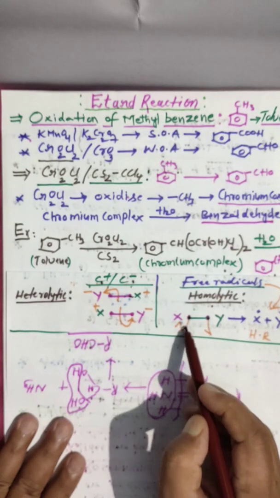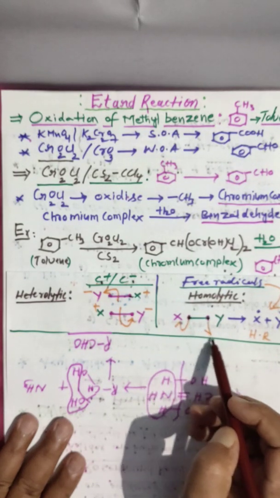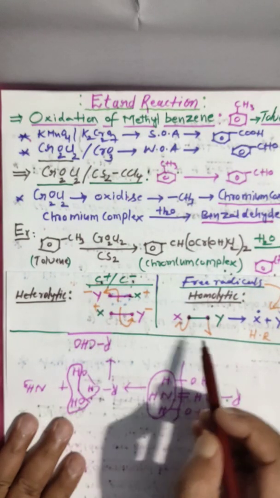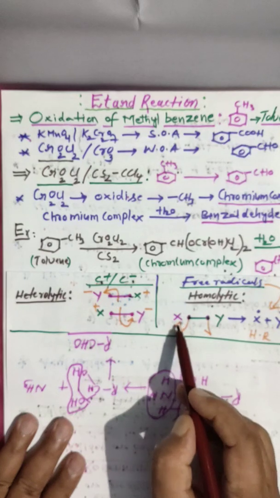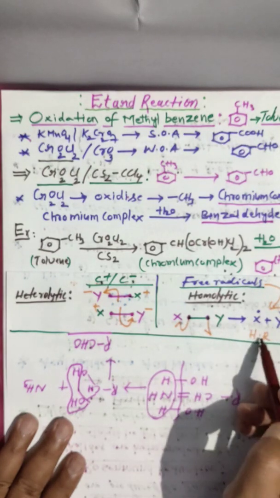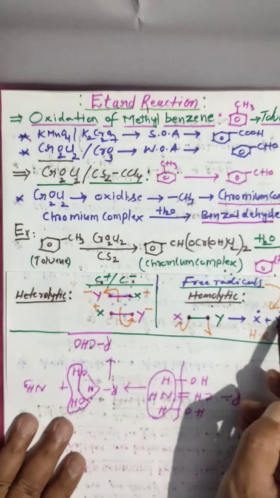If one electron goes to one atom and another electron to another atom, here both the electrons are shifted to the two atoms. Then we get X dot, Y dot. This we are calling free radicals.